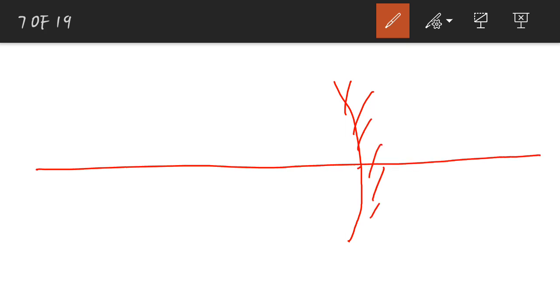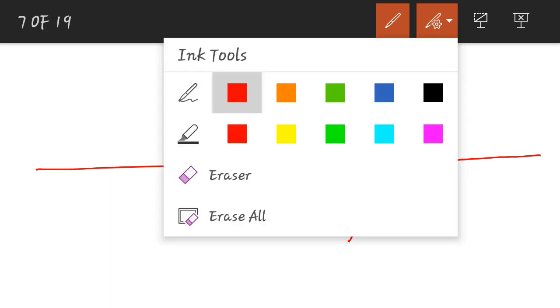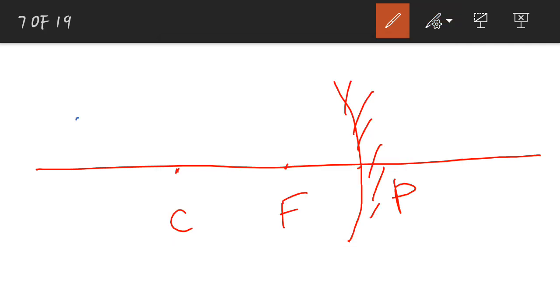We can draw this image once again. This is your concave mirror. In this concave mirror, this will be the principal axis, this will be the pole, this is the focus, this is the center of curvature. We are keeping an object beyond the center of curvature here.